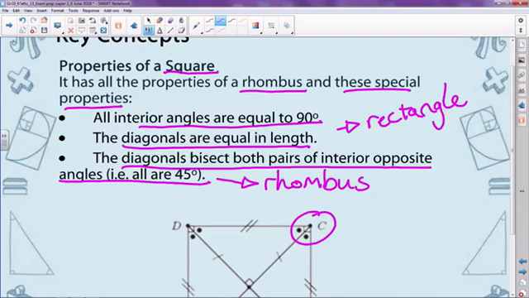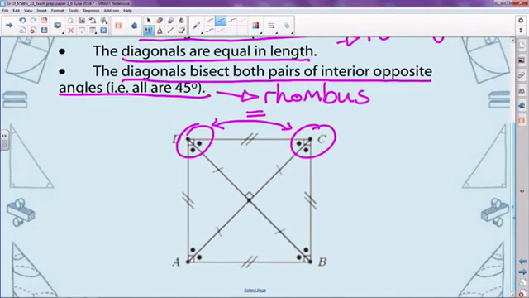But our angles aren't equal in the rhombus. Well, that one isn't equal to that one, but in a square they are equal. And they bisect each other. And there's the square, and look, there's the 90 degrees.